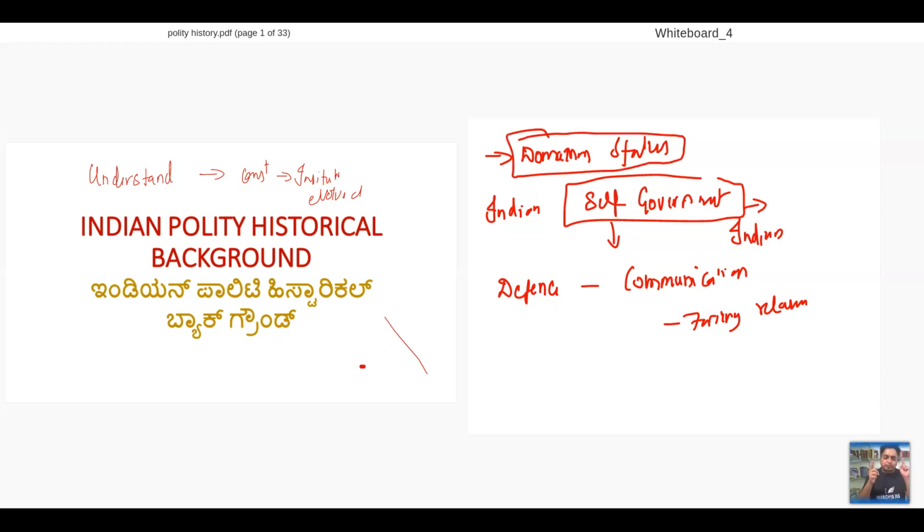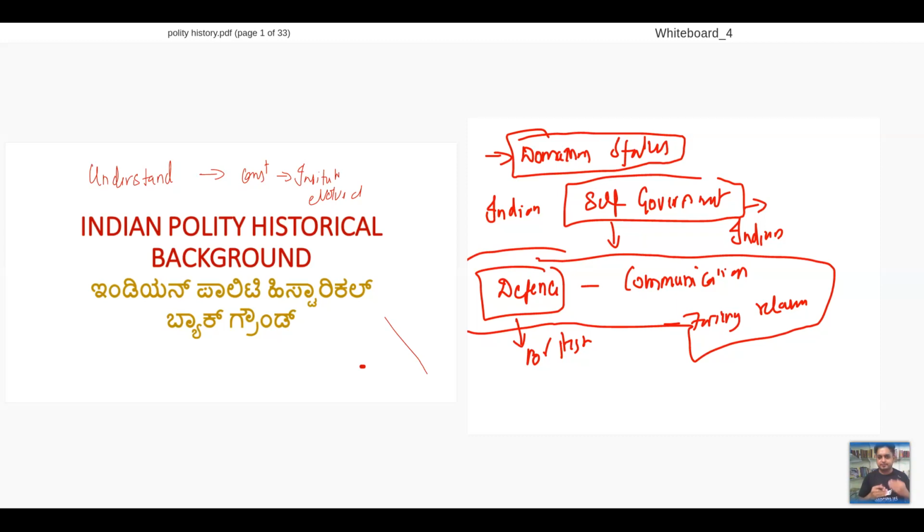Isn't there a difference between responsible government and dominion status? That means education, prime minister, all of them will be Indian, except defense will be Britishers. Communication, they will keep it. Foreign relationship, they will keep it. So that means we are still dependent on Britishers. This is called dominion status.